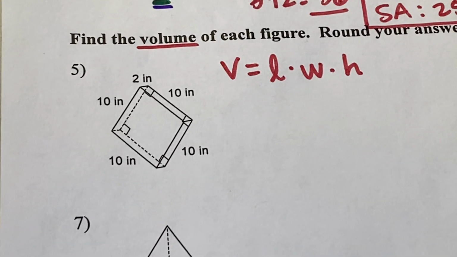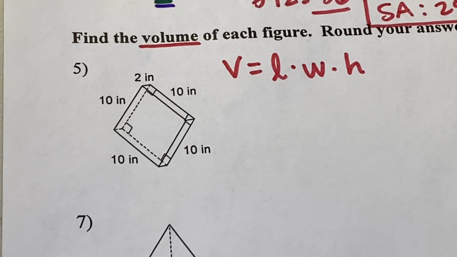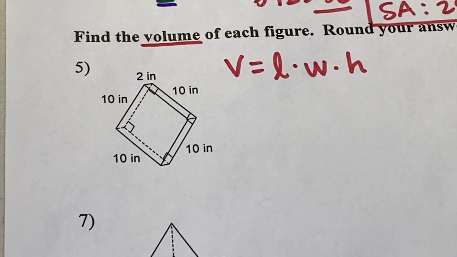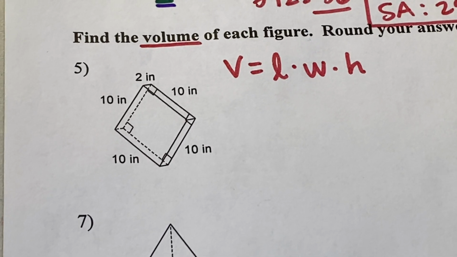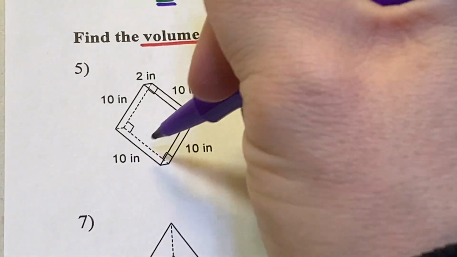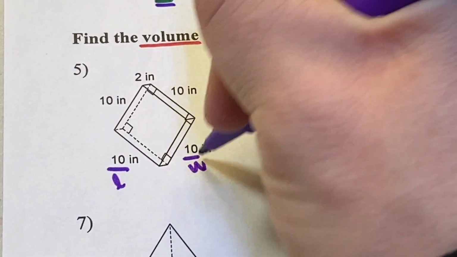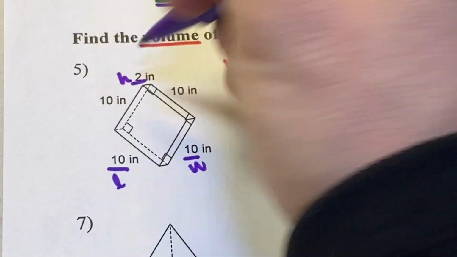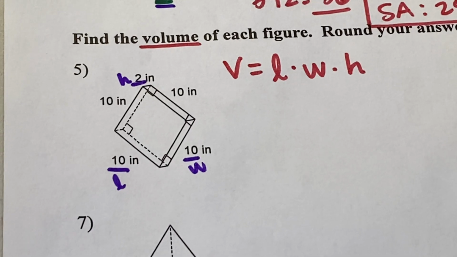Okay, so looking at number 5, we need to identify what's my length, what's my width, and what's my height. What do you guys think? My length would be 10. One's definitely going to be 10, right? Width would be 10. That's a flat box. And height would be 2. Length, width, height. Sure. Beautiful. Love it. Yes, that is like a flat box.